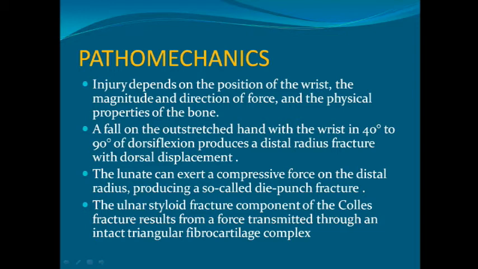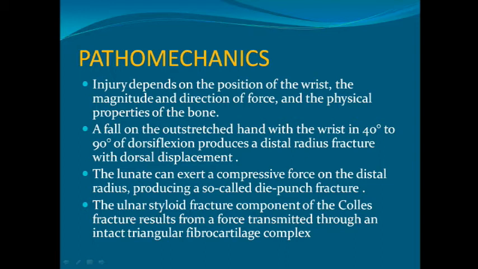So what is the pathomechanics of injury of the distal end of radius? Injury depends on the position of the wrist, the magnitude and direction of the force, and the physical properties of the bone. These are all the factors which determine what type of fracture will occur. In a fall on an outstretched hand, with the wrist at 40 to 90 degrees of dorsiflexion, a distal radius fracture with dorsal displacement is produced.